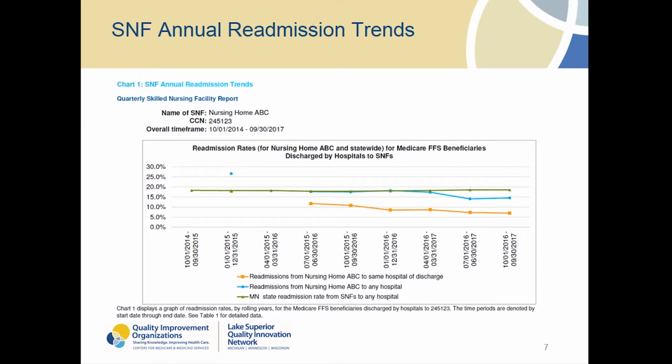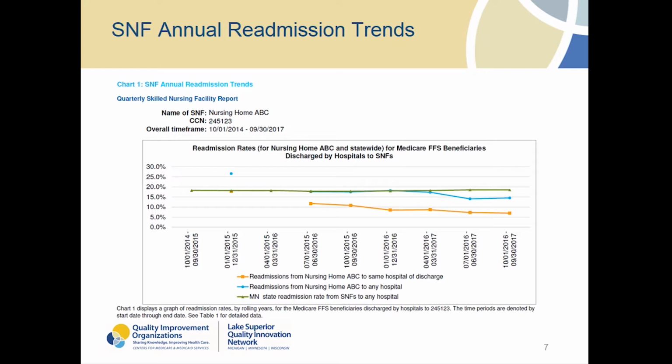The blue line is for patients readmitted to any hospital, even if it was different from the one that they came from. The green line is for patients across the state. If you do not see a marker for one time period, the marker being the circle or triangle on the chart, this means that data was suppressed. We'll talk more about this on the next page.